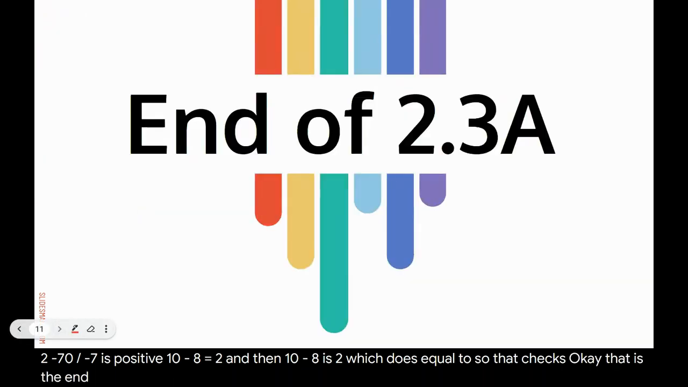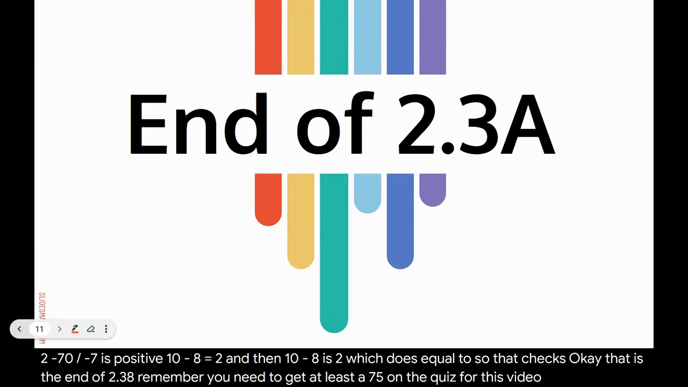Okay, that is the end of 2.3a. Remember, you need to get at least a 75 on the quiz for this video in order to move on.